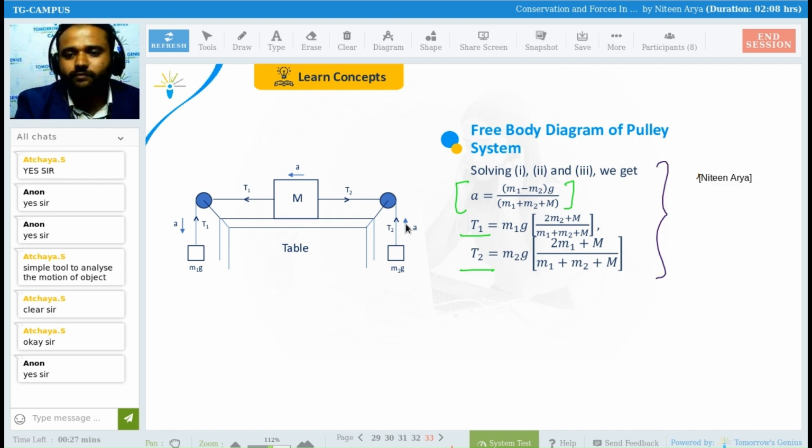This looks the same. Check these calculations. Okay.